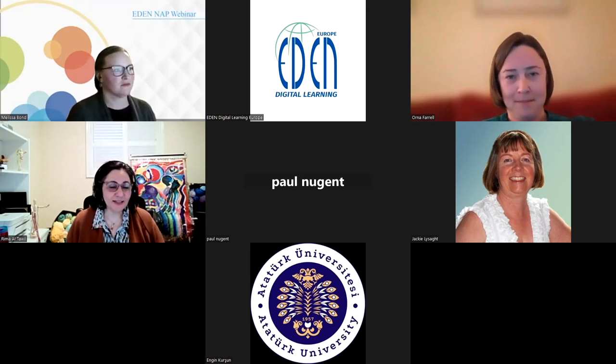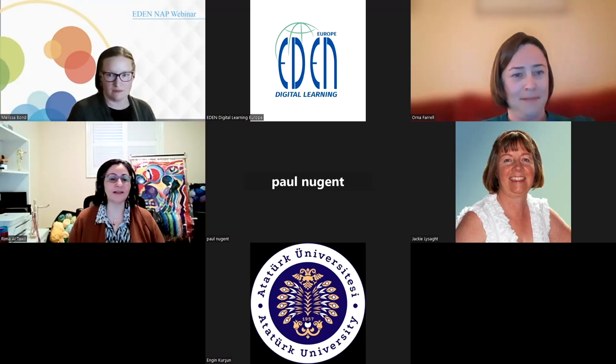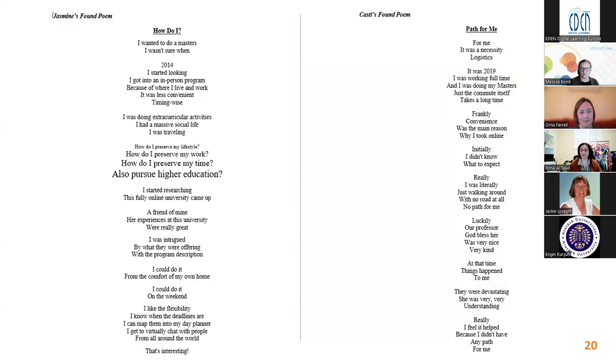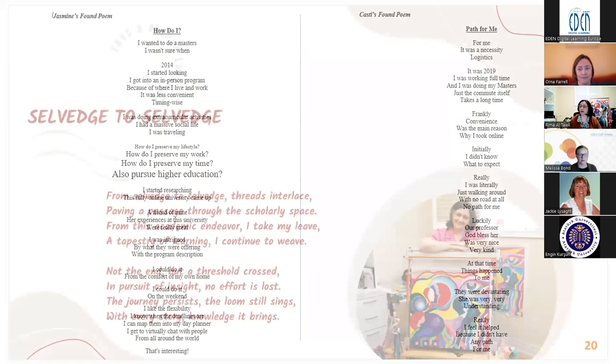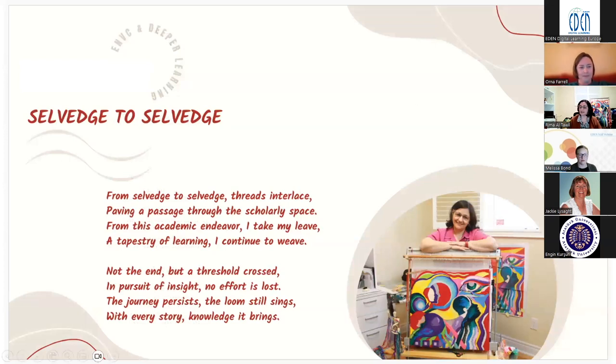And it might give us a little bit of an idea of what the weaving entails and how it's different from other forms of art and how it allowed me to understand certain things in a different way. These are two examples of found poems. I just want to show you the one to the left, which is Jasmine's found poem, and how I played a little bit with the formatting to express how she was talking at the time. This is another poem.